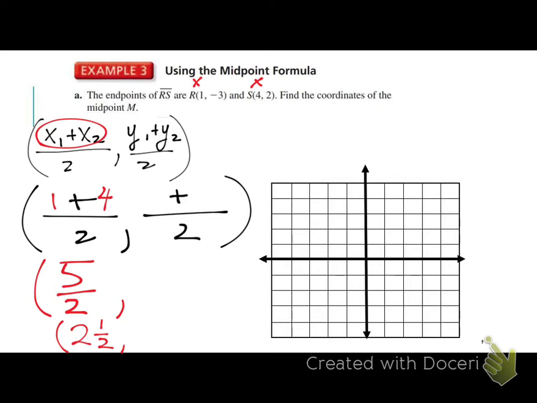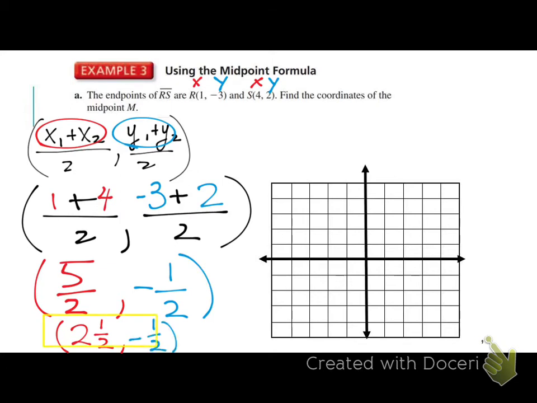All right, and then we're going to find the y-coordinate. What are the 2 y's we're going to use? -3 and 2. -3 plus 2 is? -1. Does that reduce any further? No. So that's the midpoint. You can go ahead and box it. This graph is just here to show you why the answer is so ugly.